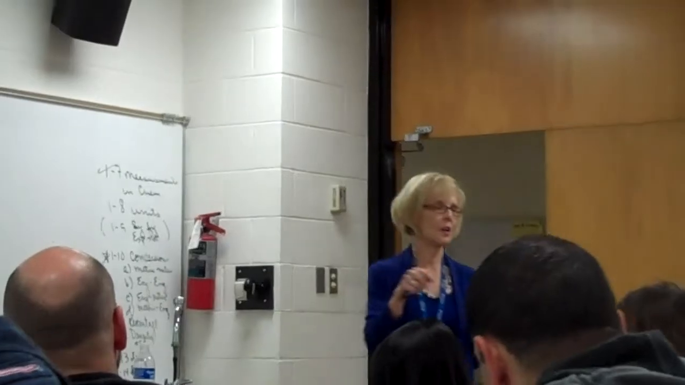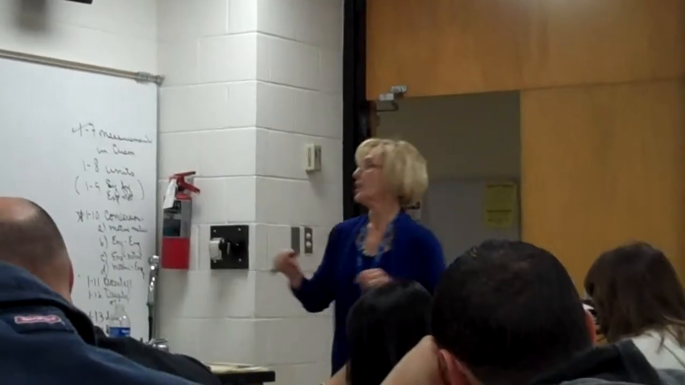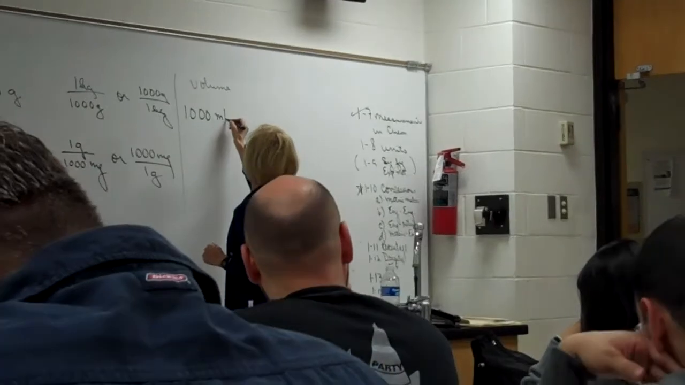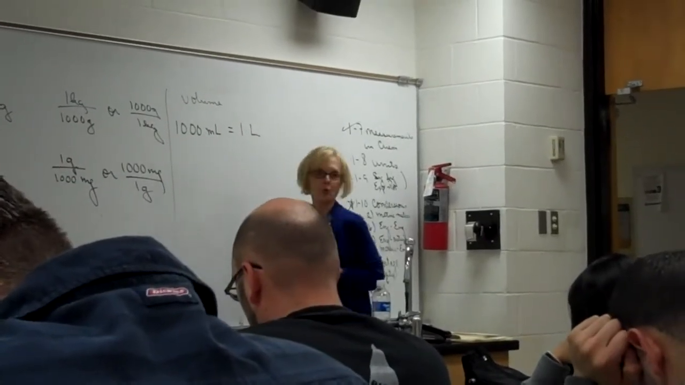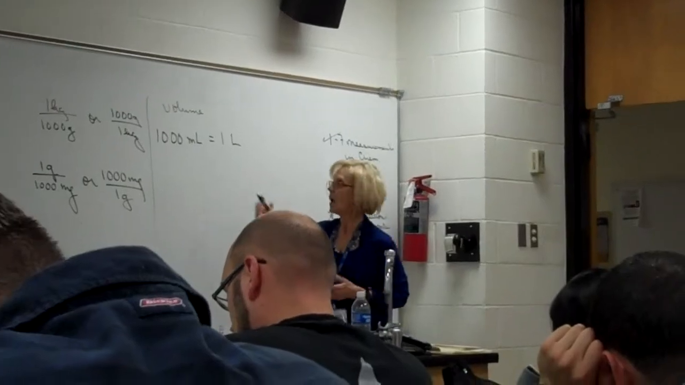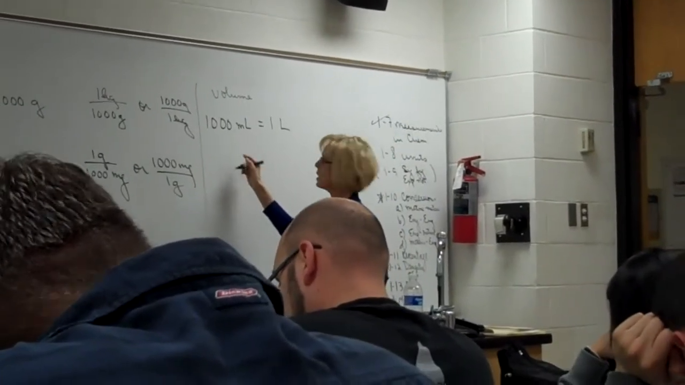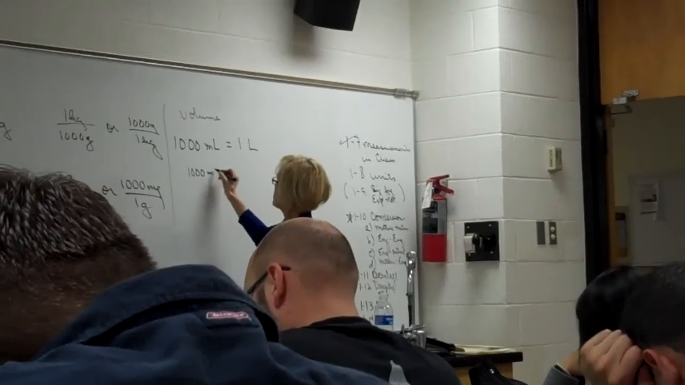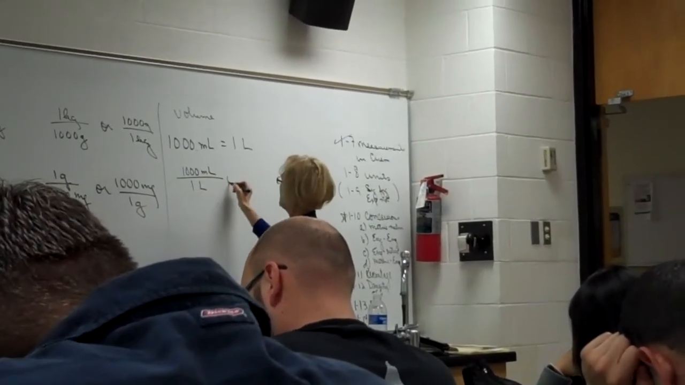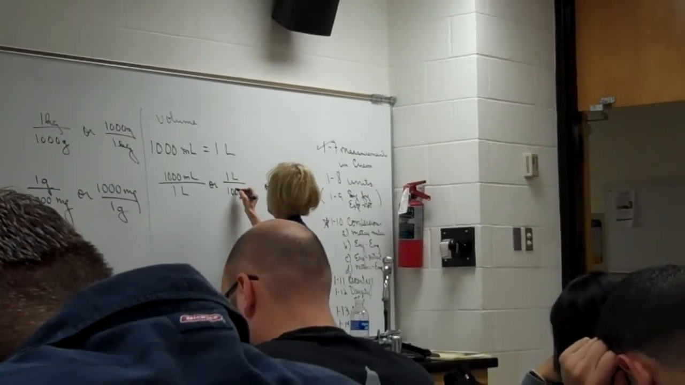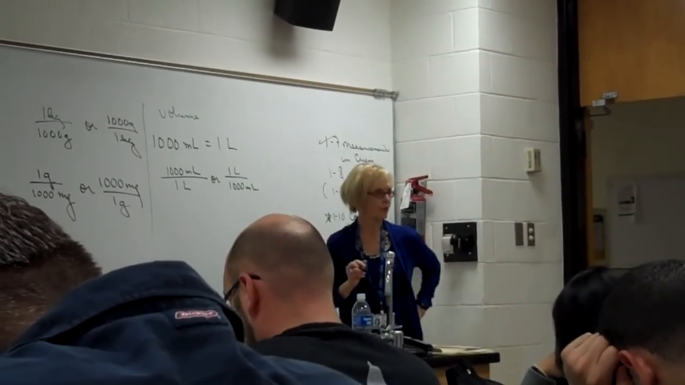Okay, here's the reasoning, the translation. A milliliter. Okay, each milliliter is 1,000th of a liter. Okay, so let's translate. That means it takes 1,000 milliliters is equal to 1 liter. That's a statement of fact. And then I can take this fact and let me turn it into conversion factors. 1,000 mils is 1 liter, or 1 liter is 1,000 milliliters.